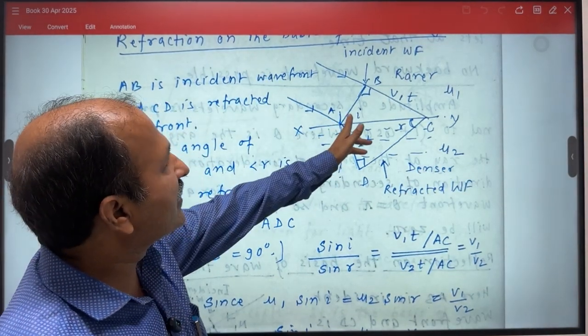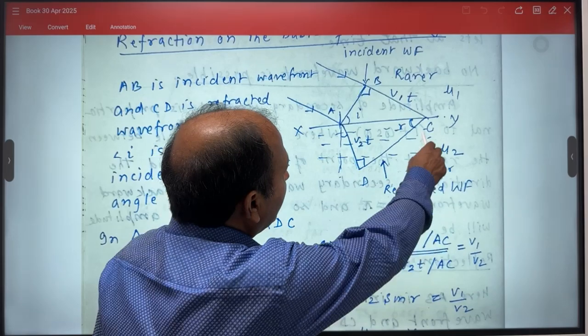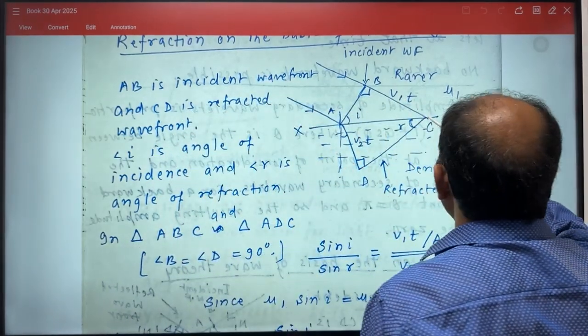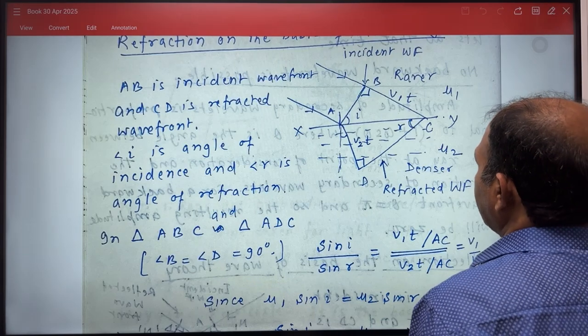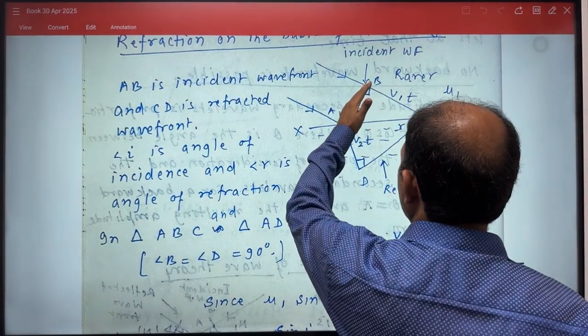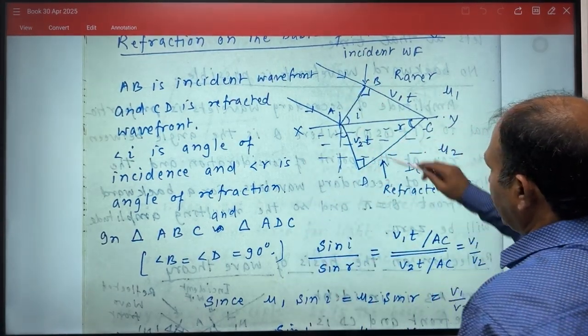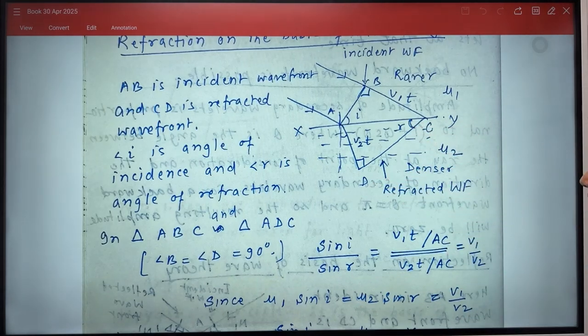And this angle is I, and here we have joined this point and this point, we have got this refracted wavefront, right? So this is the incident wavefront, this is the refracted wavefront. This angle is I, this angle is R.